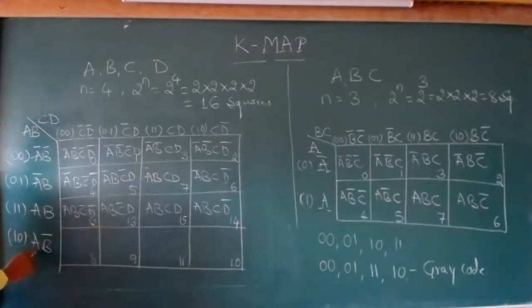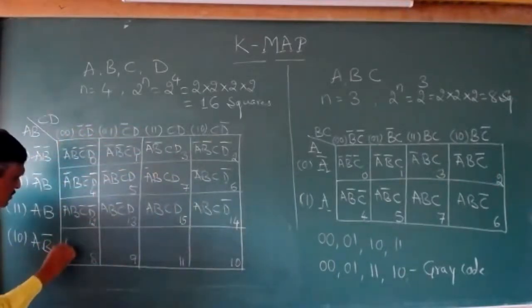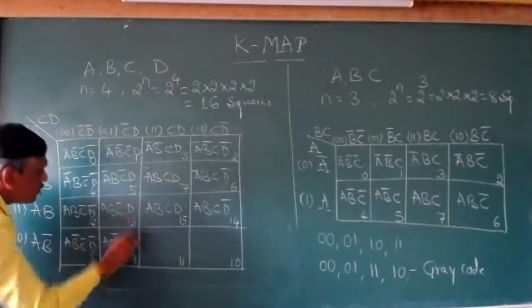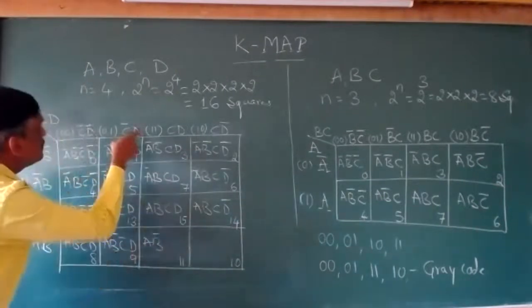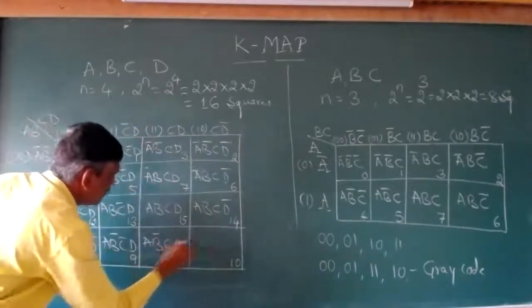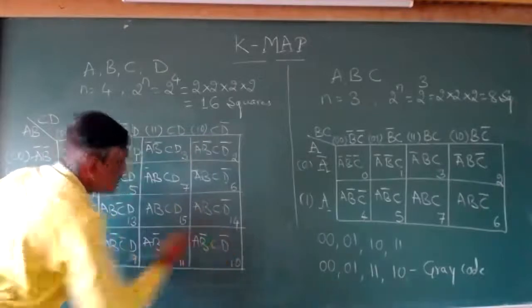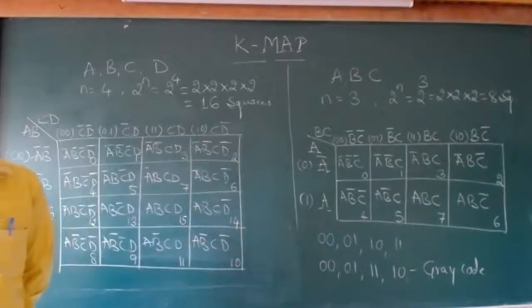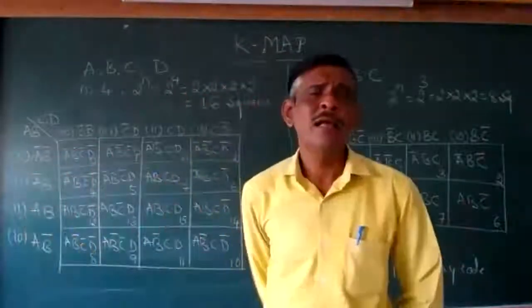And the last row: A B complement is common for all the squares, and we can write down the remaining columns. So A B complement C complement D complement, A B complement C complement D, A B complement C D, and A B complement C D complement. So this is the way you represent the 4 variable K-map. This is the general form of the 4 variable K-map.